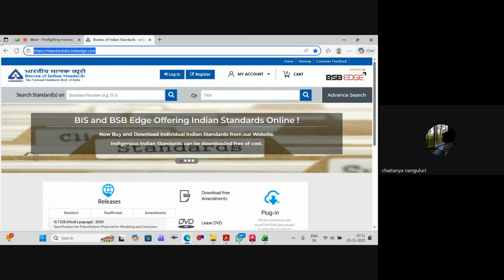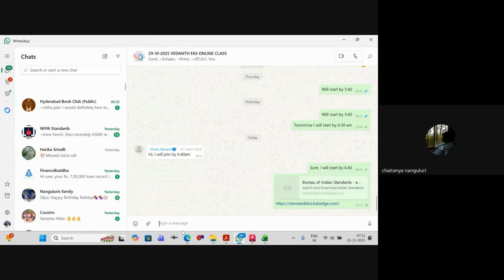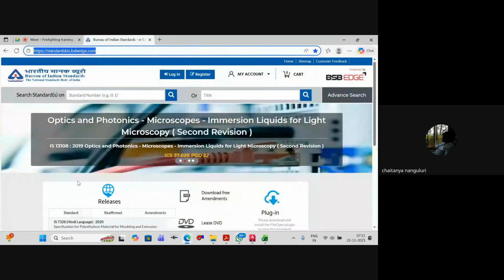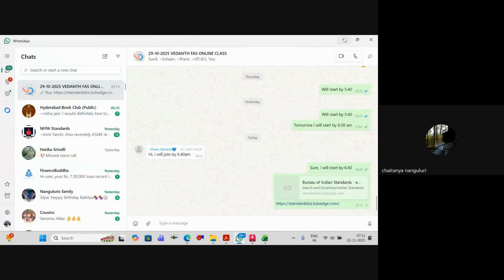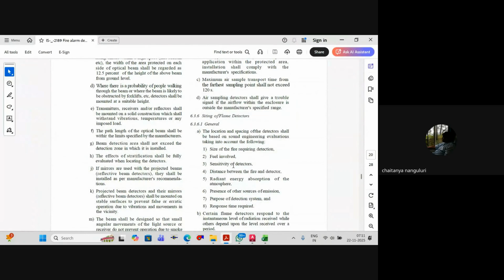So any standard of BIS, you can always download it. You also get standards related to plumbing as well. So I'm just uploading it in the group. You can always log into the website and download any standard for free. Okay. Anyway, these are the basic things on your detectors, which is sufficient for 90% of the cases. So we go to the next topic, which is your MCP.